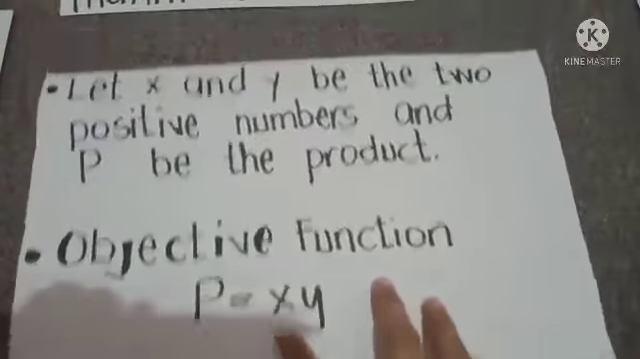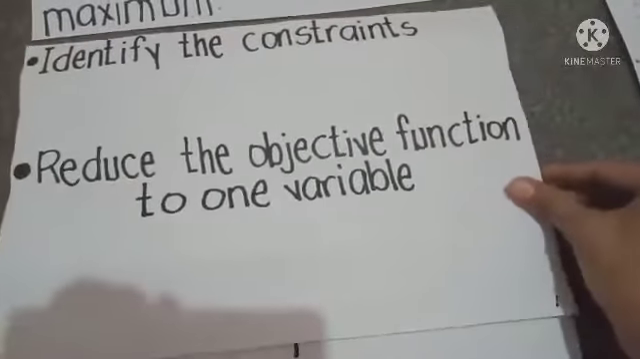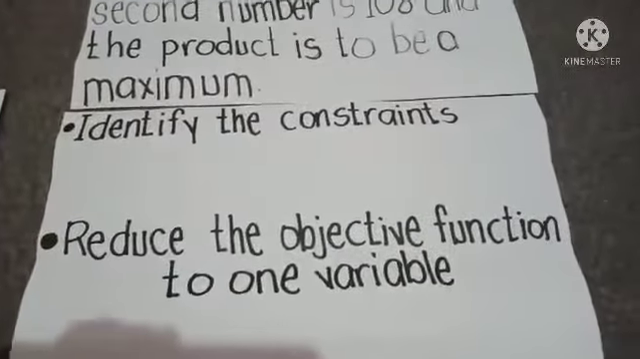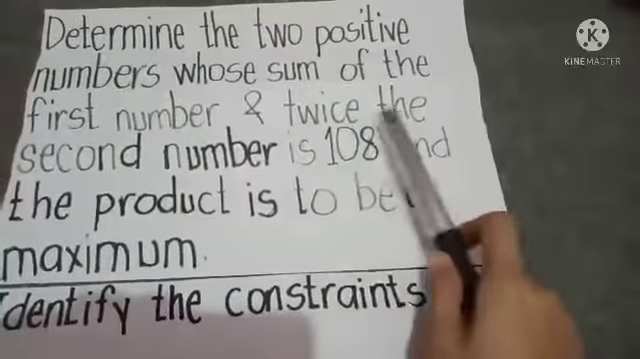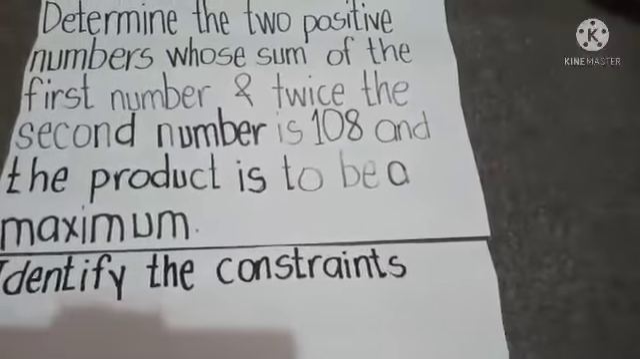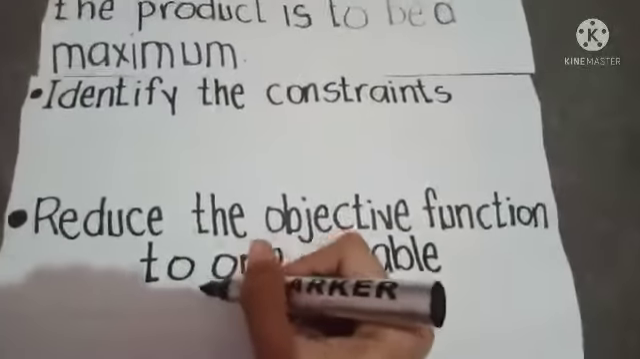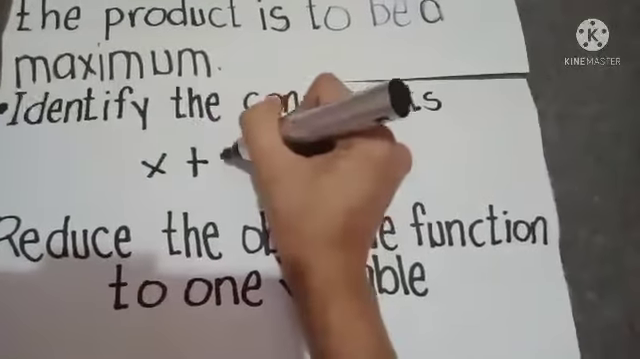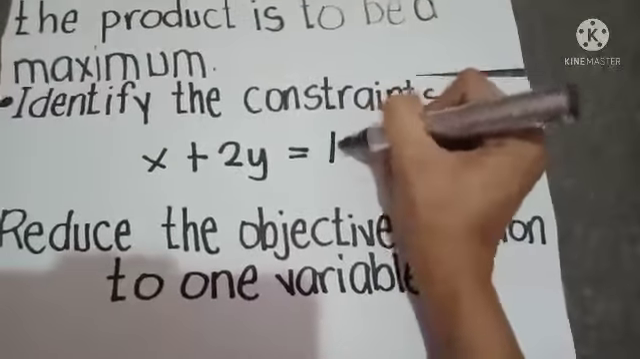And then let's proceed to the next step, which is to identify the constraints. The problem states that the first number and twice the second number is 108. To put it into equation, we just have to add x plus 2y equals 108.